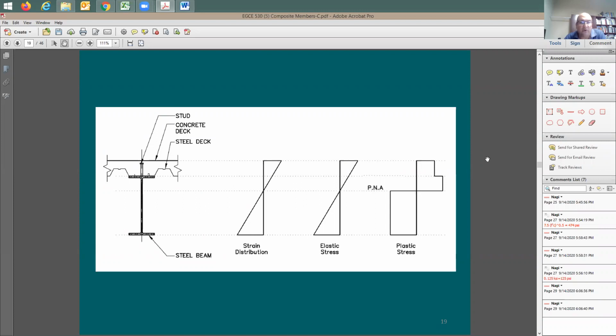But I don't want you also to remember what the code says. The code says if you have a compact section, you can use a plastic analysis. If you have non-compact section, you cannot use a plastic analysis. You're going to be forced to use the elastic analysis. Where in code does it say that?